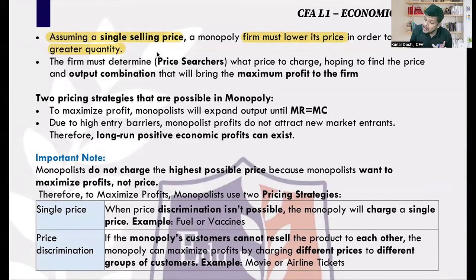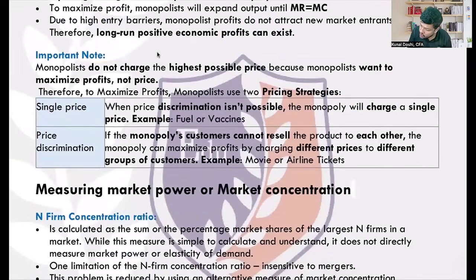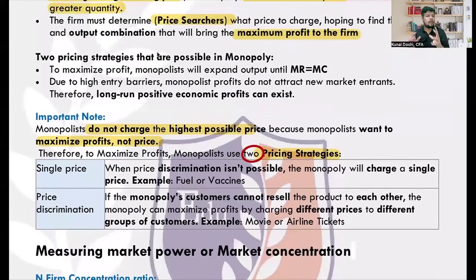So monopolies are price searchers. They keep on searching for the price at which the profit will be maximum. So their objective is to maximize profit. See, I've mentioned here, they don't need to charge the highest possible price because they want to get the highest profits. And therefore, they apply two major pricing strategies. What are these two pricing strategies? Again, these strategies are to maximize the profit, which happens at MC equals MR. You see, this is repeating again and again, correct?